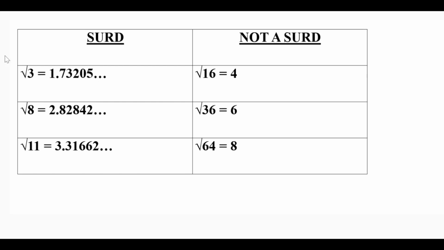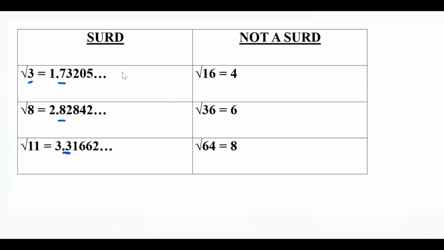Surds are written in their root form. As we can see here, we have root 3, 8 and 11, and we cannot easily square root the number inside as they are not square numbers, meaning if we entered these onto our calculator, we would get a decimal value, as shown here.